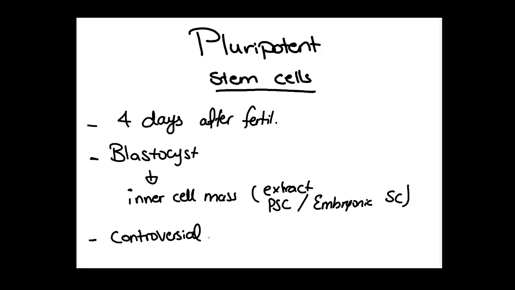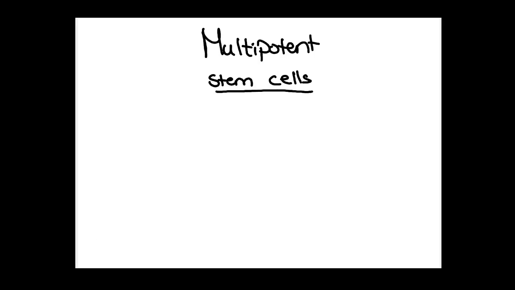These pluripotent or embryonic stem cells can be used to get a renewable source of healthy cells that can treat diseases like heart diseases and diabetes, and also generate cells for transplantation. The third cell type is the multipotent stem cells.